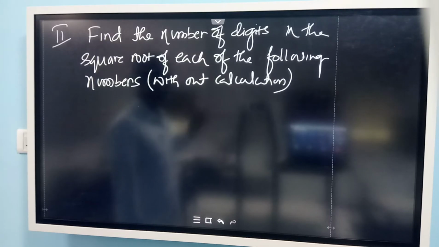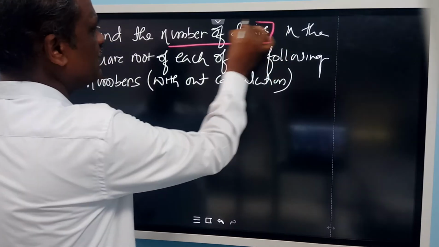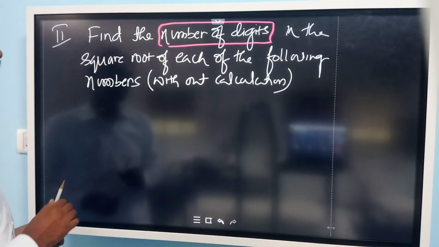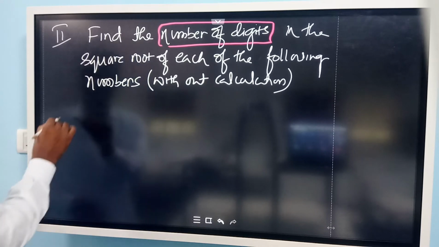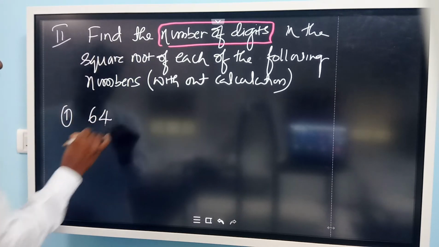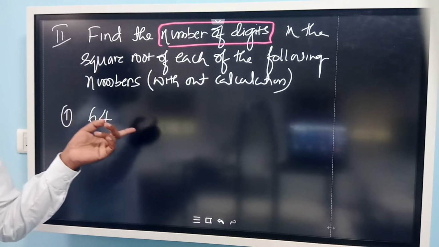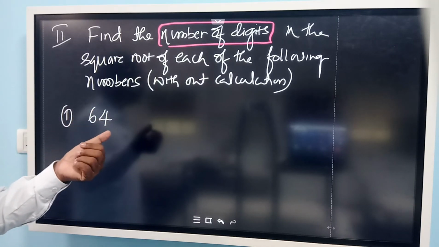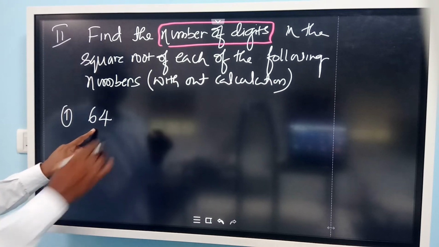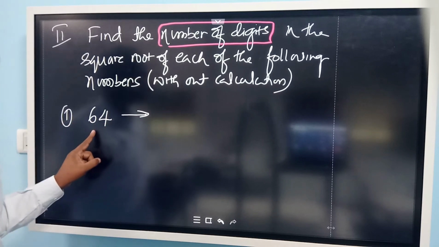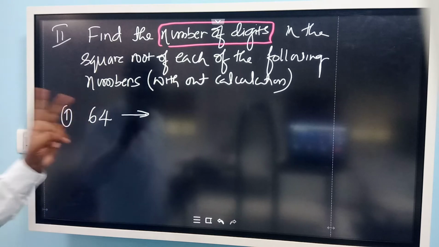So then the given question is like this. Second main, find the number of digits. You have to find out the number of digits in the square root of each of the following numbers. So now the first question is 64. If you find out the square root, how many digits will be there, that you have to guess. So look at this, it has got an even number of digits. So there are 2 digits.